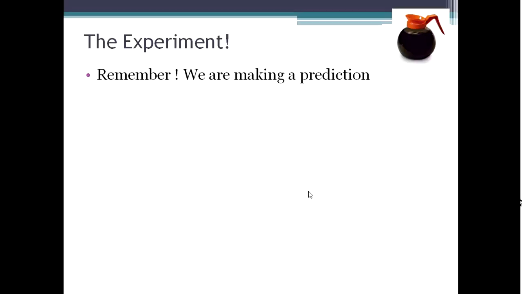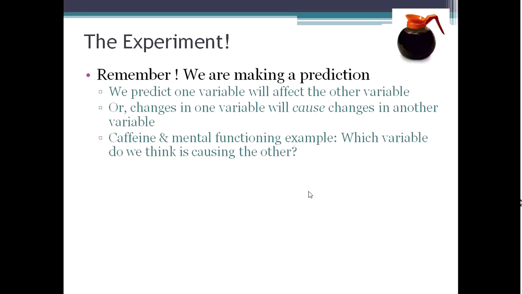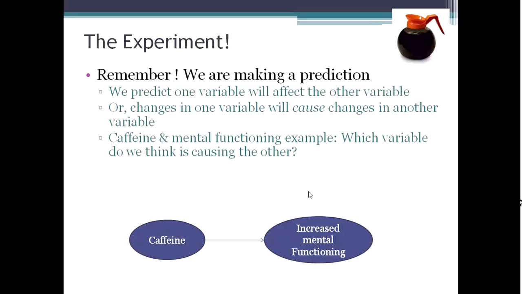Now remember, when we have an experiment, we're going to make a prediction, right? We're making a causal prediction. We're predicting that one variable causes the other or will affect the other variable. Think about this in terms of changes in one variable. If I make a change in one variable, this is going to cause some other change in another variable. Now, in this example, I'm predicting that caffeine consumption could affect mental functioning. Caffeine consumption is going to increase mental functioning.